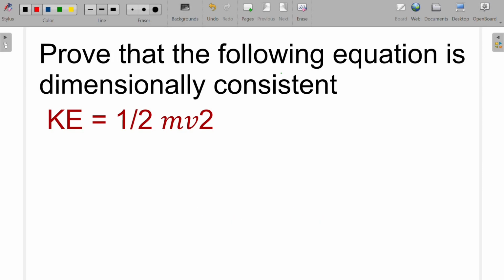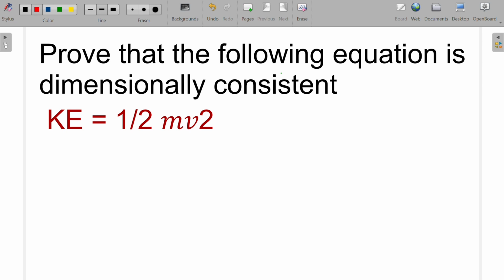Hello viewers, so we have this question that says prove that the following equation is dimensionally consistent. Kinetic energy is equal to half mv². Now, for a formula to be dimensionally consistent, the left-hand side dimensions must be equal to the right-hand side dimensions. So let's check if this formula that we have here is dimensionally consistent.